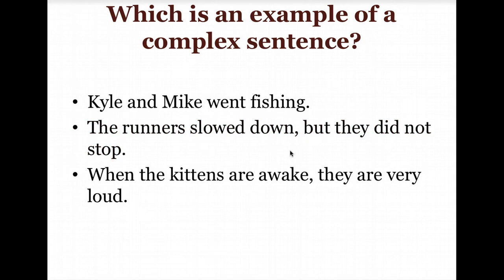Process of elimination, you probably could figure it out. It's number 3. I know that because I have one piece that is a dependent clause, could not stand on its own, and I have one piece that is an independent clause that could stand on its own. And I have a comma here because I began with my dependent clause.